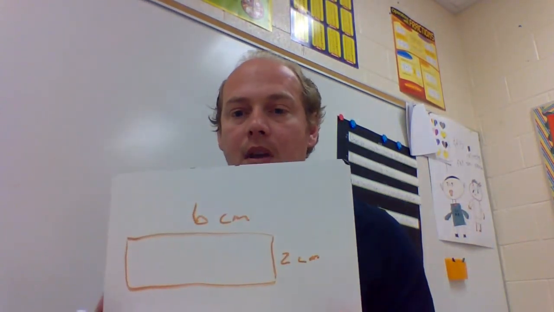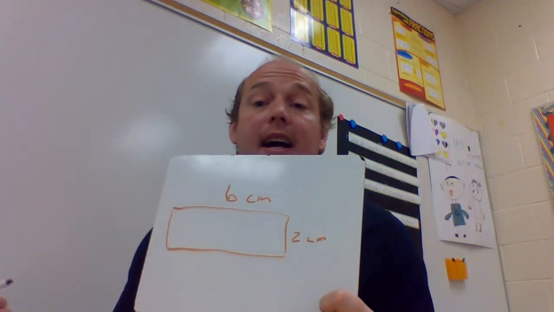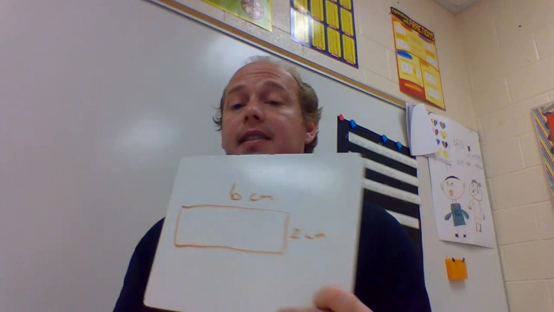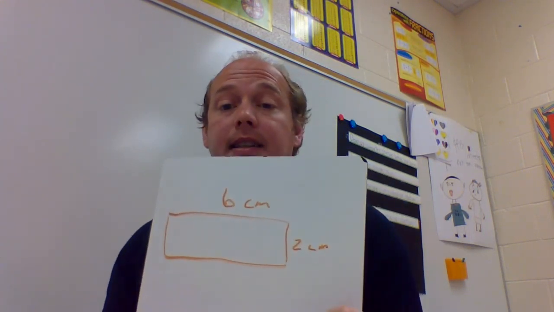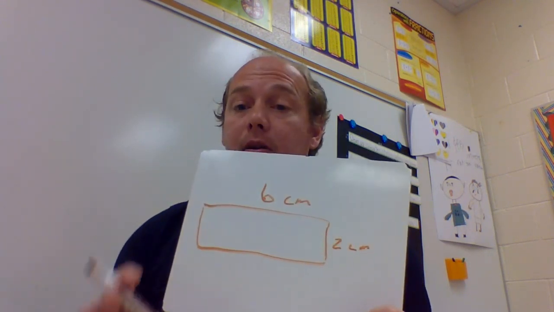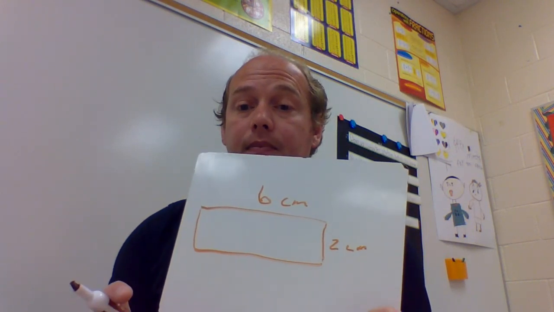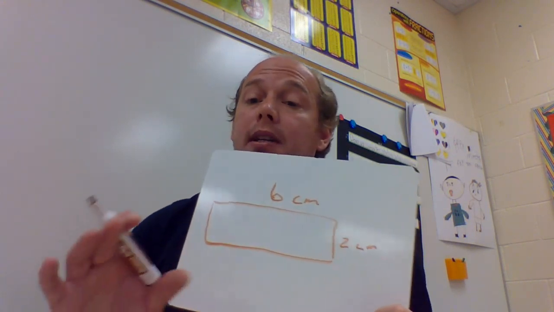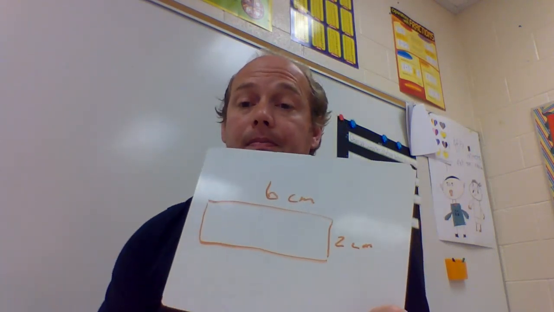However, the side may be way longer than 6 centimeters, or it may be way shorter than 6 centimeters. But your question is going to tell you what numbers you need to multiply. So don't get tripped up on that. Just do what the question tells you to do.